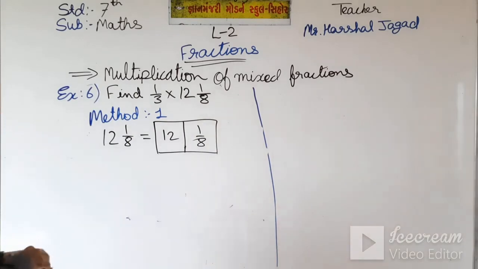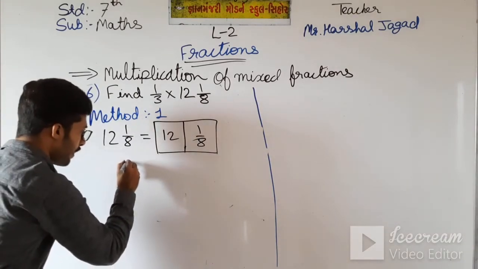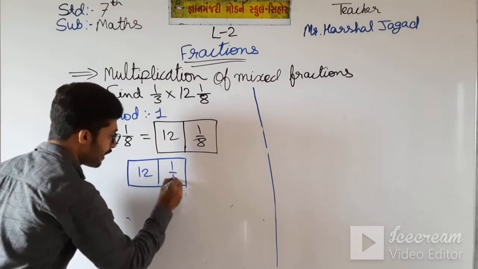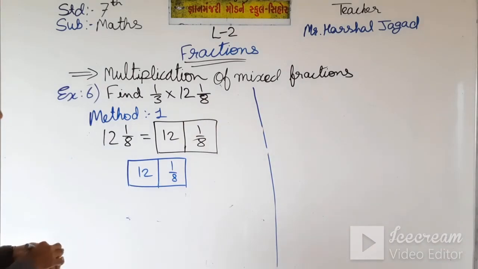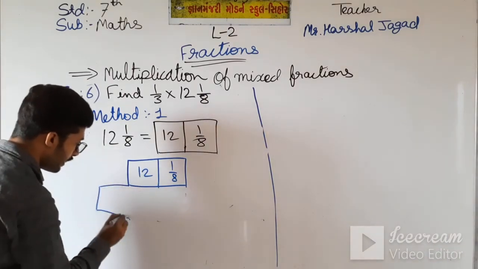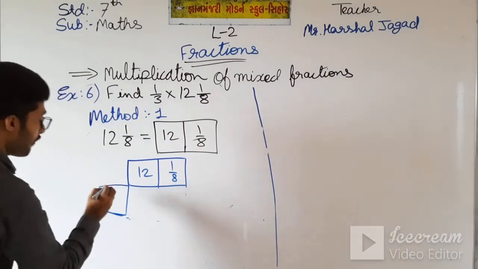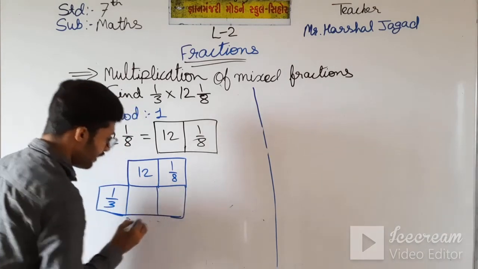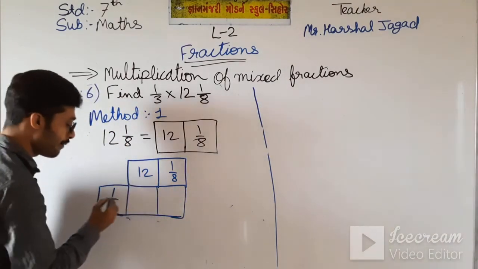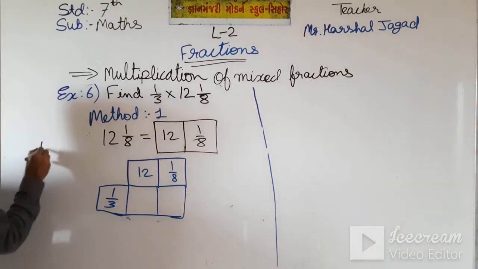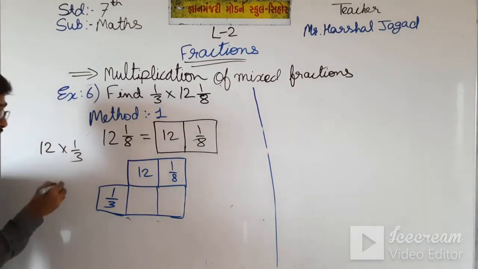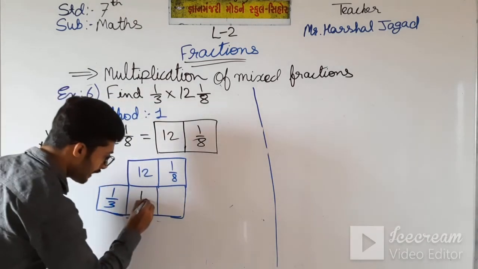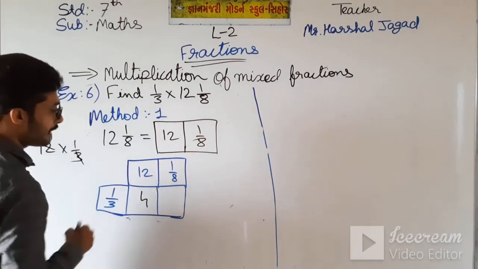Okay students, so first of all what we have to do? We have to make a box, and here we write 12 and 1 by 8. What we have to multiply, we have to write over here. Okay students, 1 by 3. Here first of all we have to multiply 12 by 1 by 3. What we will do? 12 into 1 by 3, that is 3 4s are 12. Okay students, so what will come here? That is 4, and then we have to multiply this.